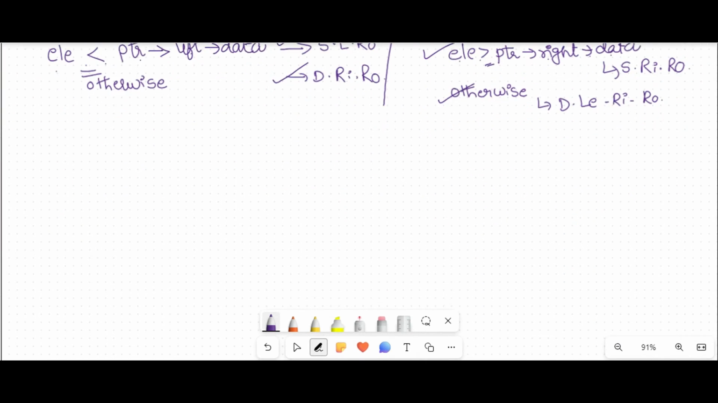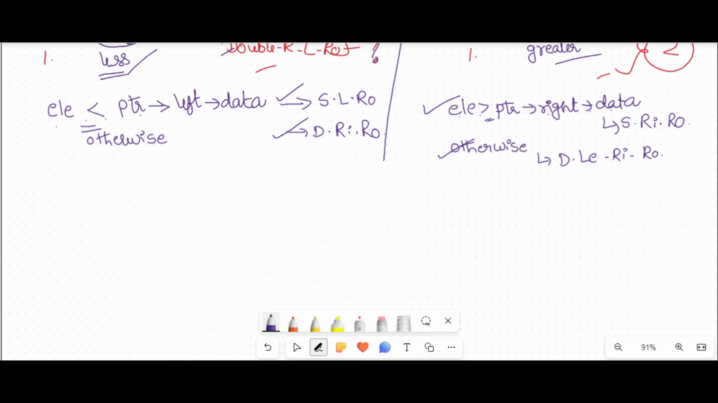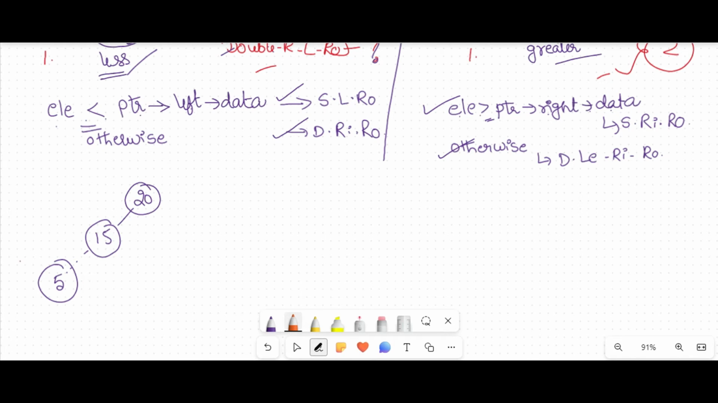Now see, based on these conditions, 20, 15. Now we have inserted the element 5. Now which rotation we have to apply? Okay. So this is the element we have inserted. Where the property is failed, this is PTR. PTR of left means this, of data means 15. So you have inserted on the left hand side. That means left hand side, this case you will get.